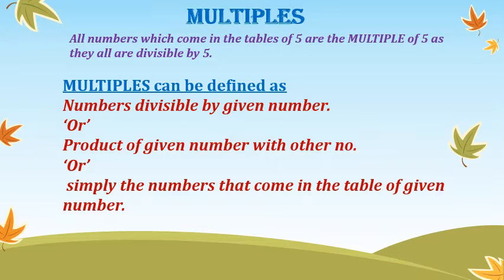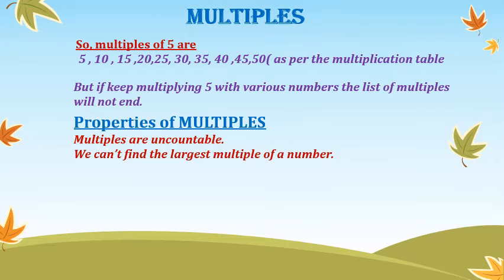So finally, we can say that multiples can be defined as numbers divisible by a given number, or the product of a given number with another number, or simply the numbers that come in the table of the given number. So multiples of 5 are 5, 10, 15, 20, 25, 30, 35, 40, 45, 50 as per the multiplication tables. But if we keep multiplying 5 with various numbers, the list of multiples will not end.